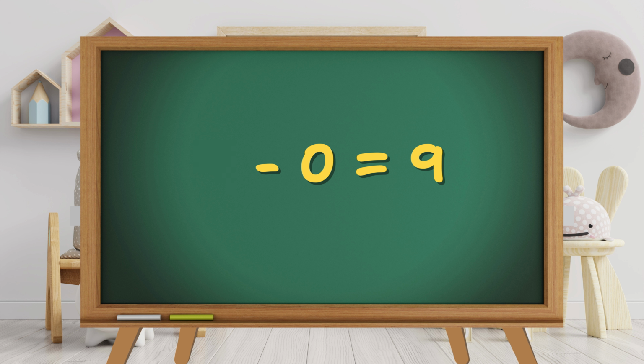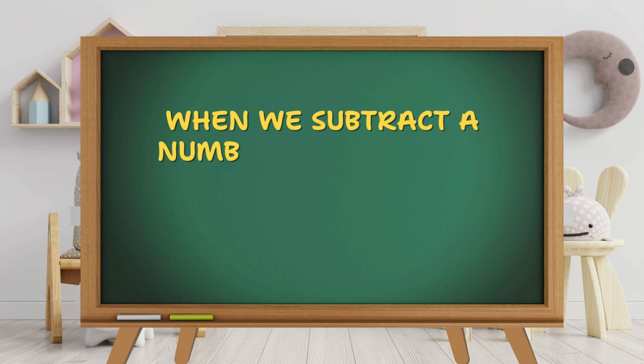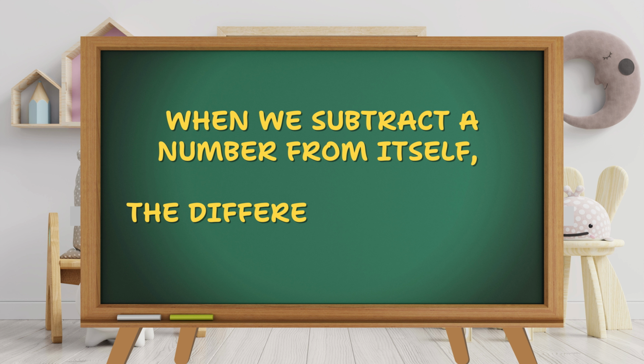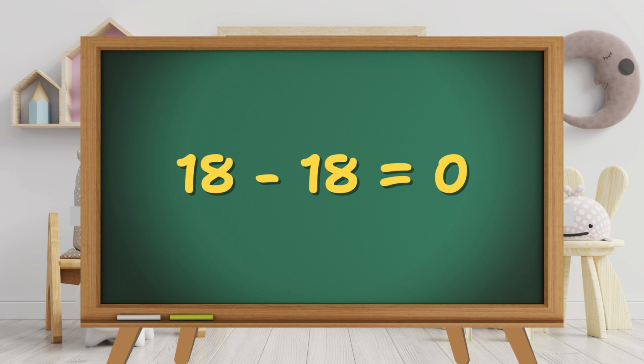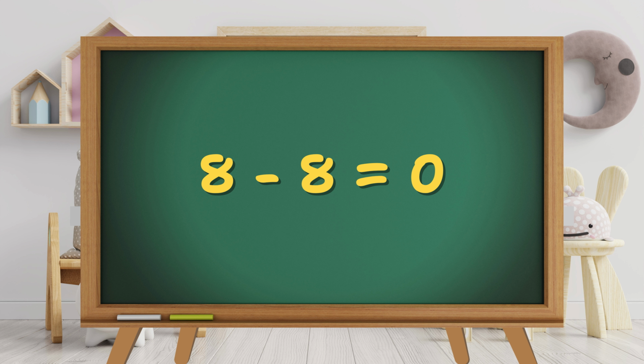And so on. When we subtract a number from itself, the difference we get is 0. 18 minus 18 equal to 0. 8 minus 8 equal to 0. 9 minus 9 equal to 0. 5 minus 5 equal to 0.